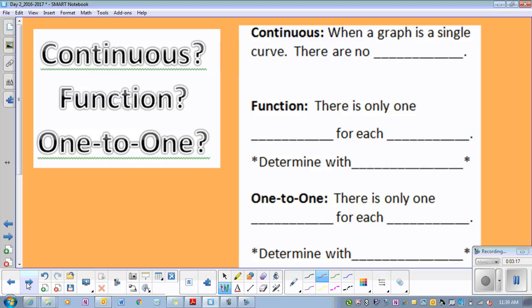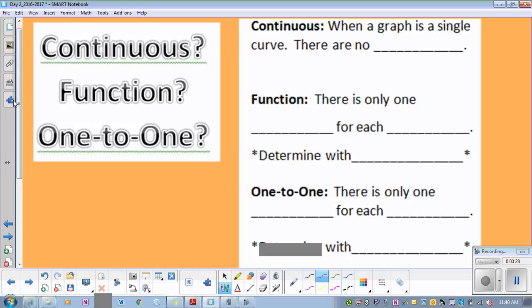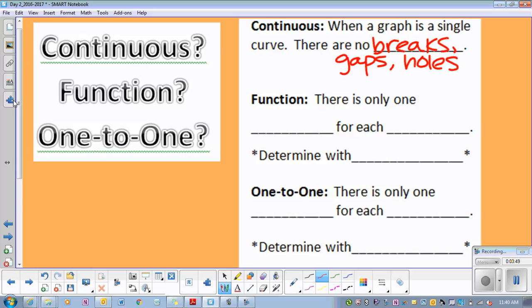Your next block says continuous function, one-to-one. All right. Well, how do you know if a graph or a function is continuous? A graph is continuous when it is a single curve. That means that there are no breaks in the graph. There are no gaps, and there are no holes in the graph. Okay?